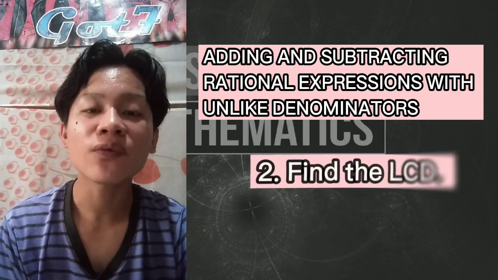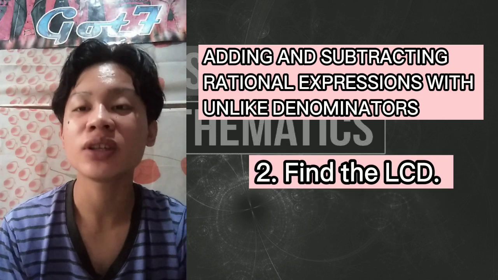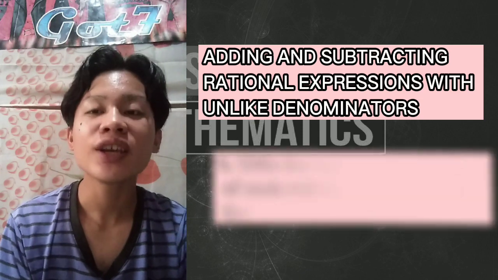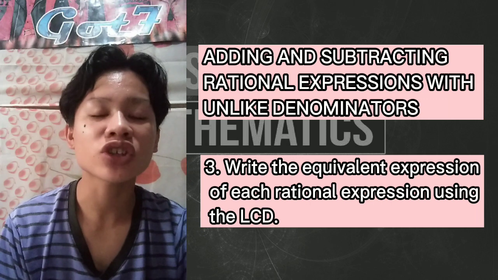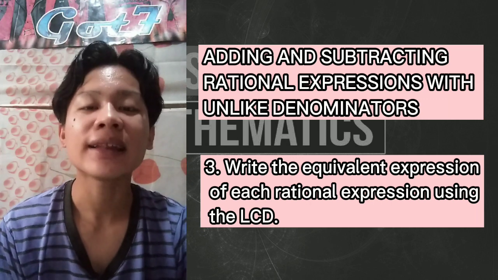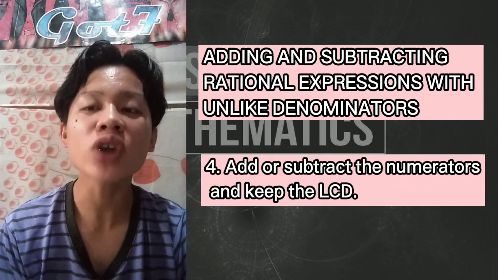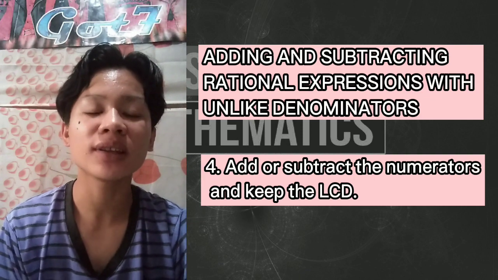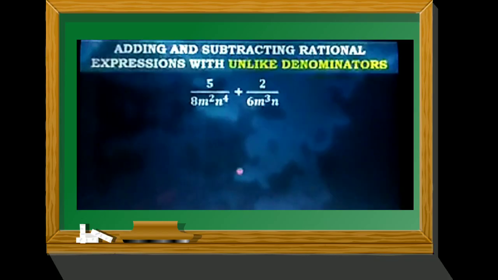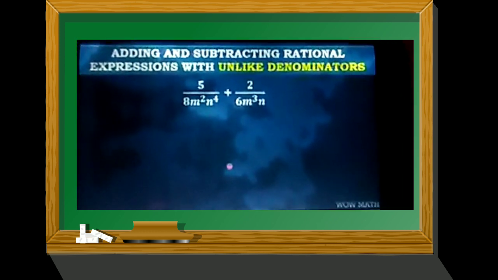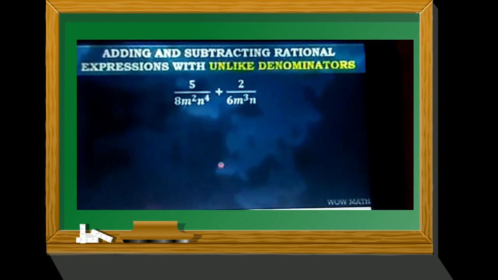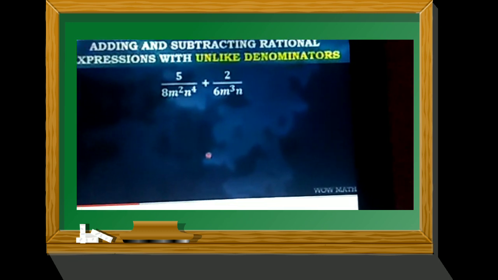Second, we're going to find the LCD, or the least common denominator. Third, write the equivalent expression of each rational expression using the LCD. And lastly, add or subtract the numerators and keep the LCD. For example, here, 5 over 8m squared n raised to 4 plus 2 over 6m cubed n.